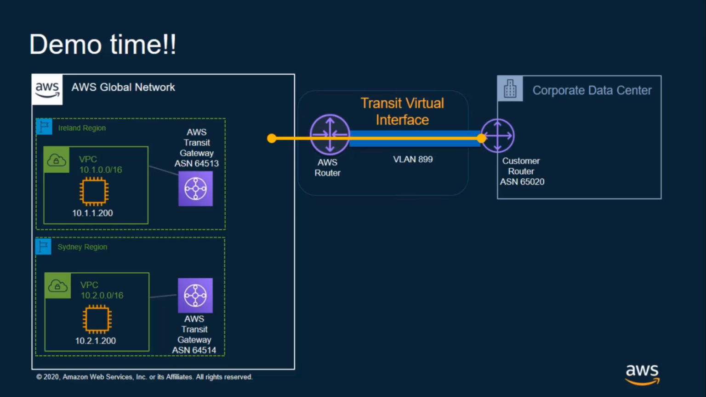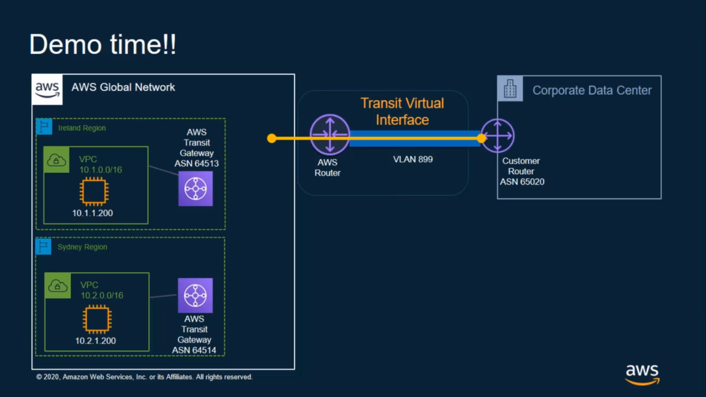I have created a VPC in the Ireland region with the CIDR of 10.1.0.0/16, and I have also launched an instance that ends with 200. I have created a transit gateway with the ASN 64513, and I have created the attachment from the VPC to the transit gateway.